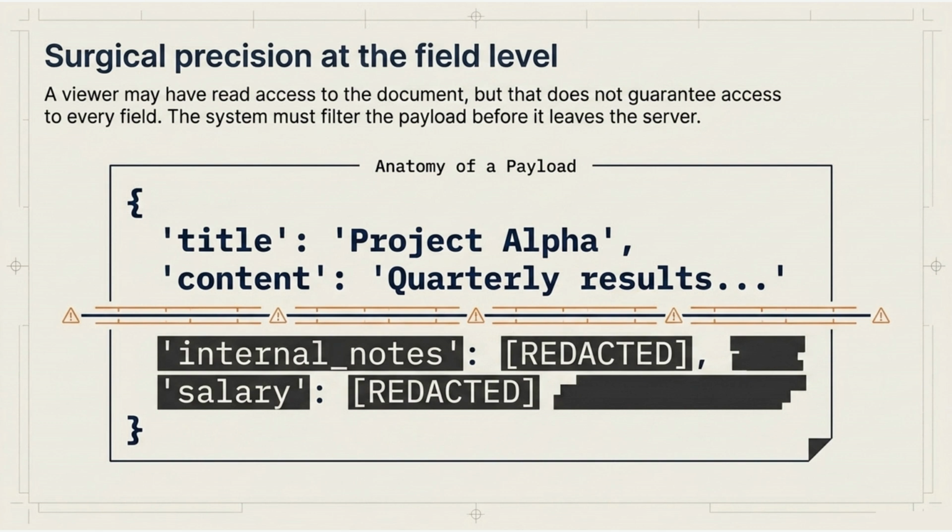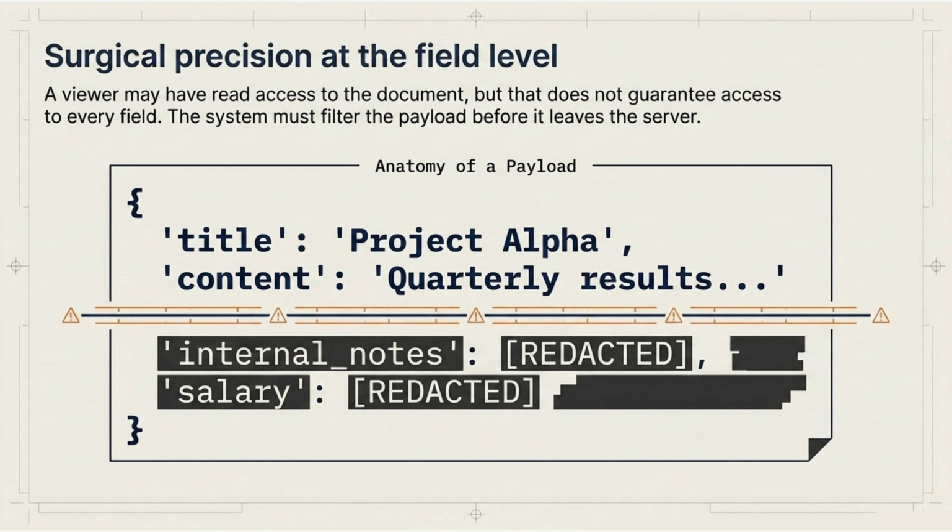Surgical precision at the field level. A viewer may read the document without seeing every field. Filter the payload before it leaves the server. Title and content may be allowed. Internal notes and salary may be redacted. Resource access is not field access. Least privilege applies inside the object, not only at the object boundary.